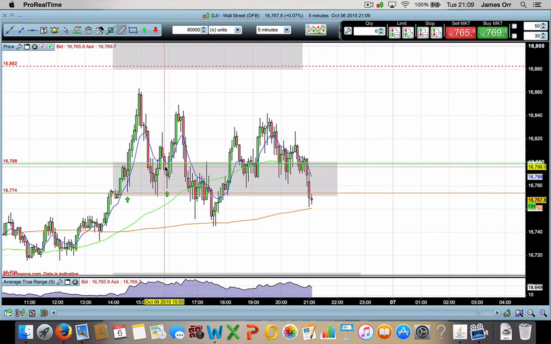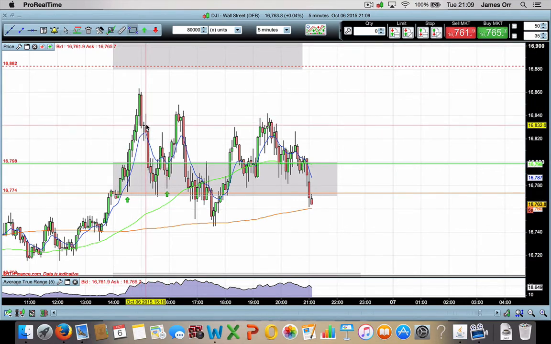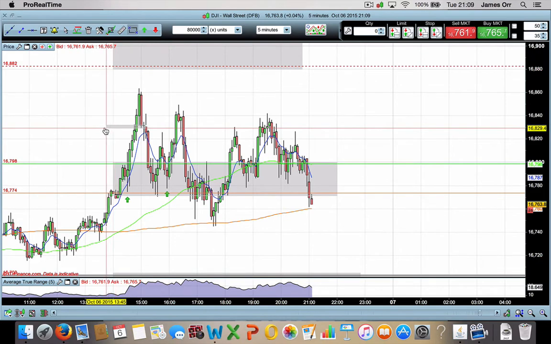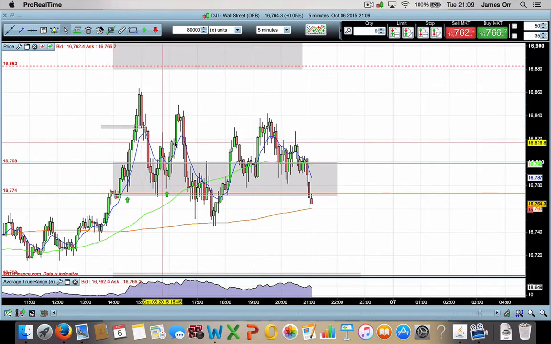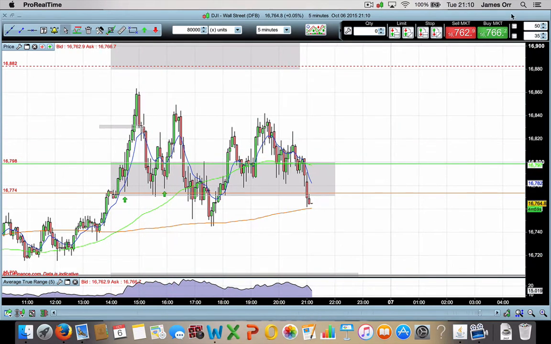I entered above the high of the candle. The market then went up 53 points. I only took 35 points, which was right here. I was expecting to get some resistance around about this area, around about this level. So I took 35 points. My stop for the day was 50 points.